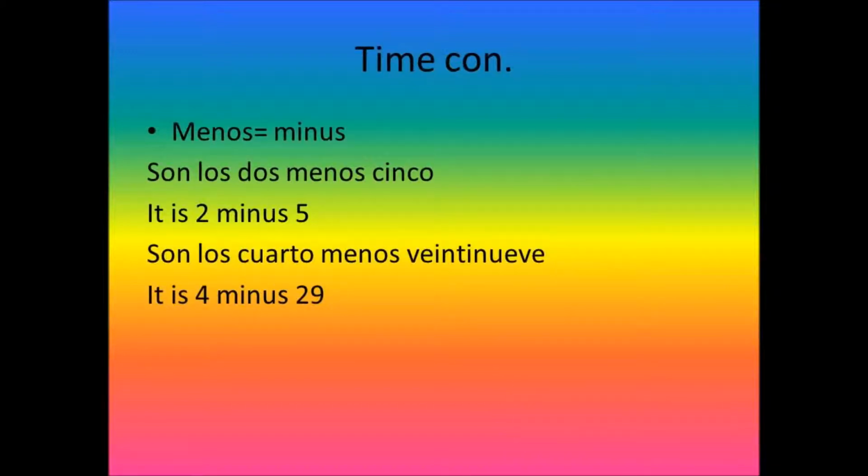Another way is using menos. Menos equals minus. An example is Son las 2 menos 5. It is 2 minus 5. 2 hours minus 5 minutes would mean the time is 1:55. Another example is Son las 4 menos 29. It is 4 minus 29. This means 4 hours minus 29 minutes, which the time would be 3:31.